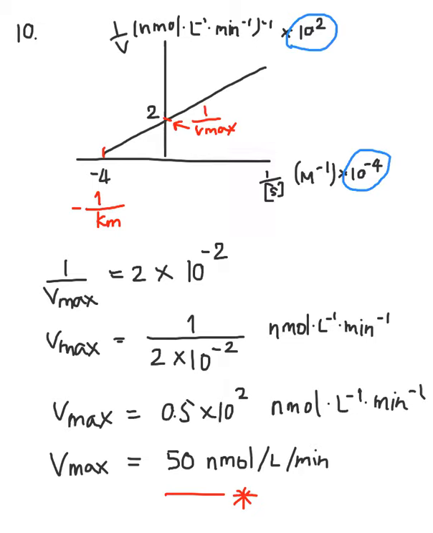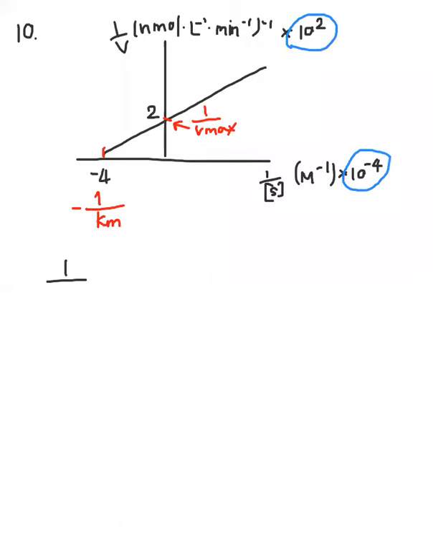And getting to Km. So from the graph, we see that minus 1 over Km equals minus 4, but it's not actually minus 4, right? You have to take the factor from the axis to modify it back to the real value. So minus 1 over Km would equal minus 4 times 10 to the 4th, right? So you just flip 10 to the negative 4 into 10 to the 4 here.